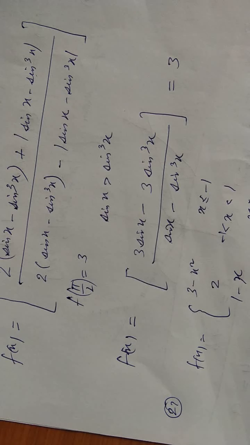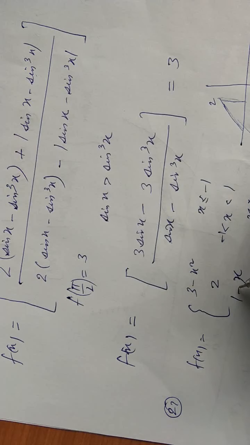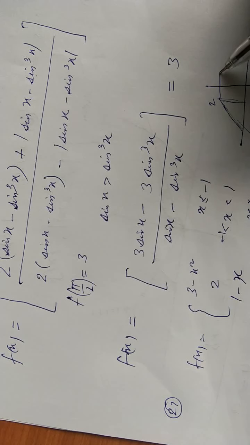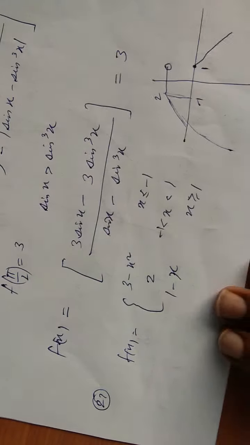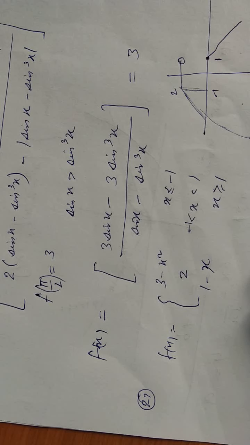So first would be a parabola. 3 minus x square would be a downward opening parabola, and at x is equal to minus 1, it would assume the value 2. Then it is a constant function from minus 1 to 1, and then it is a straight line over here. Now you can check differentiability and continuity of this function.